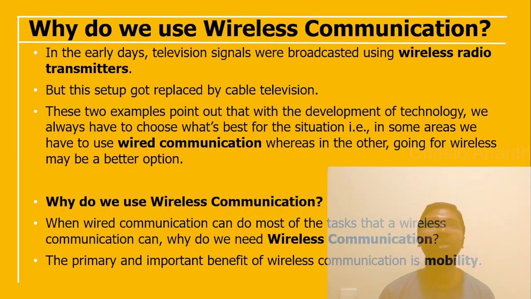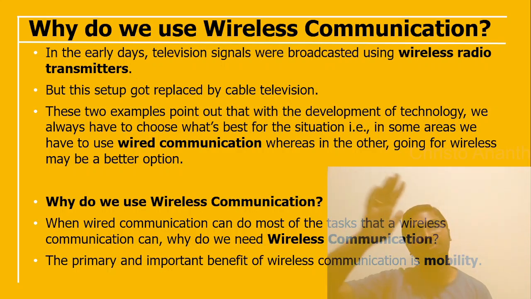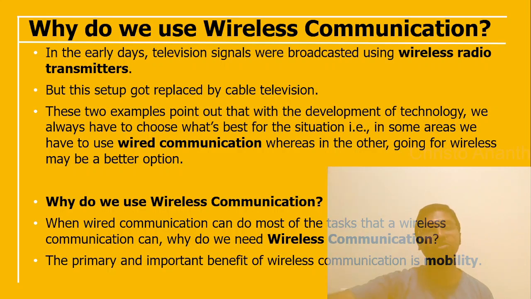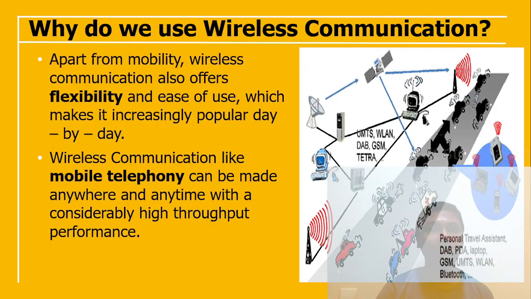We'll come to the point of why we actually use wireless communication. When wired communication can do most of the tasks that wireless communication can, why do we need wireless communication? The most important reason is mobility. Anywhere and everywhere you go, for example, you reside in one region and move to another region, there also you get the network. If you travel from country to country, of course you need a network. That's mobility. Apart from mobility, wireless communication also offers adaptability, flexibility, and ease of use, which is making it much more popular.